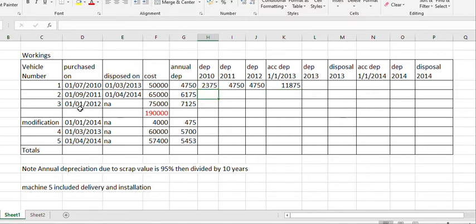So machine 2 was bought on the 1st of the 9th, 2011. So in 2011, that's going to be September, October, November, December, 4 months. So 6,175 divided by 12 multiplied by 4, 2,058. 2011, we had a full year. 2013, a full year. Sorry, I've made a mistake there.